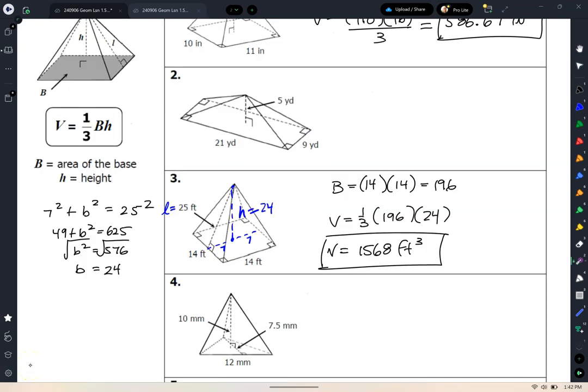Let's take a look. You should have been able to come up with 1,568 feet cubed. She's not used to getting it right. Okay. I got 1968. Okay. All right, a couple things I want to point out to you.